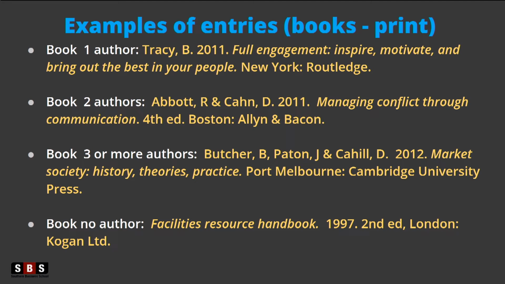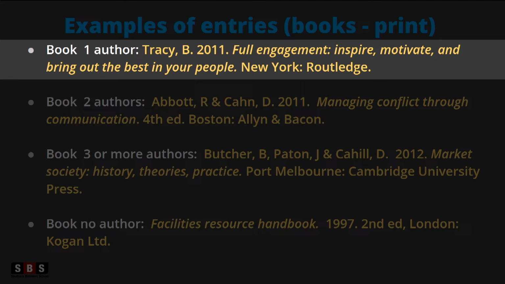Let's have a look at a few examples here just to see in reality what should be done. If you have a book with one author, you see Tracy, comma B, make sure of punctuation. After every area you put a full stop. The year of publication, 2011, full stop. You would note that it's got a long title, a main title and a subtitle. Full engagement is the main title.